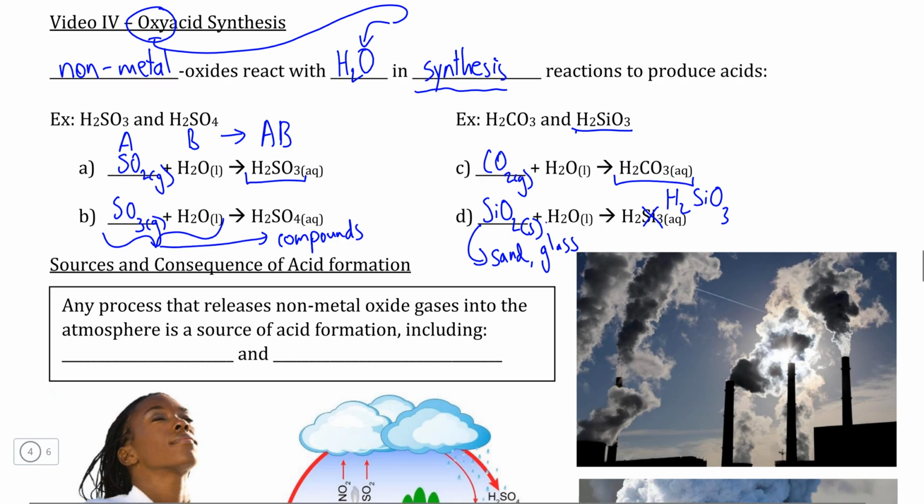And as it turns out, the non-metal oxides that we are primarily interested in terms of looking at environmental consequences are the ones that exist in gas form. Because if we can answer where these gases come from, we can answer where most of the oxyacids that exist in nature come from as well.